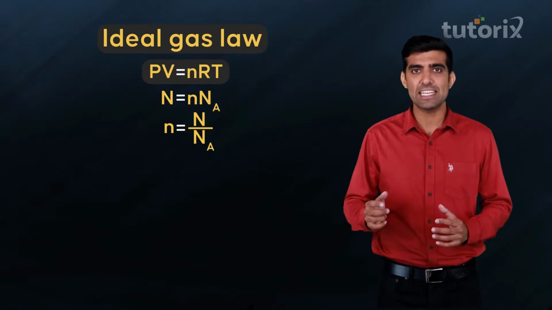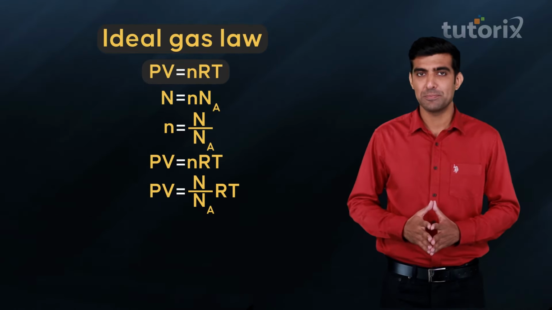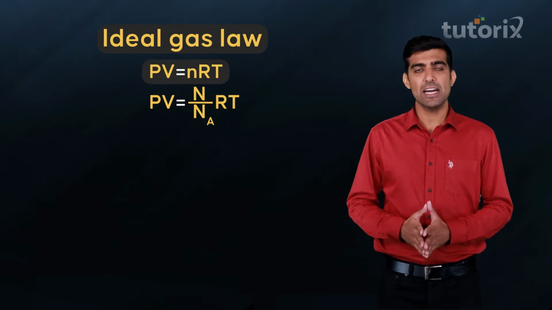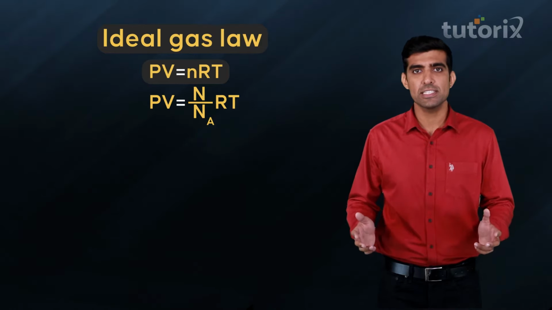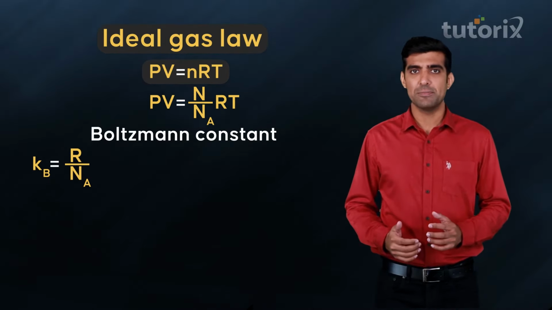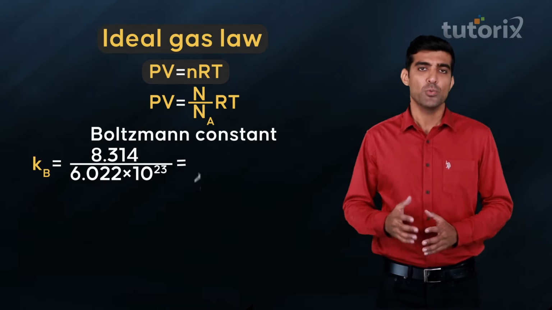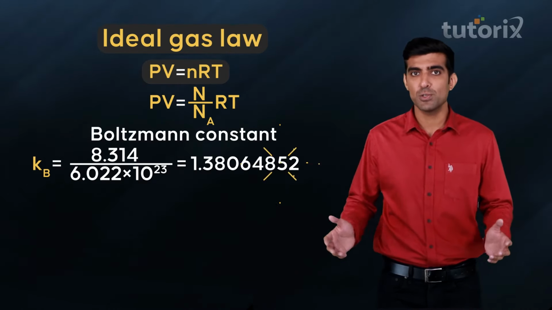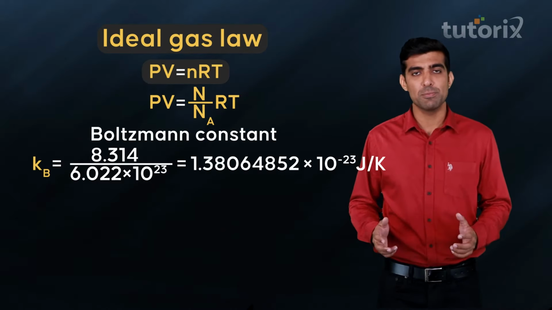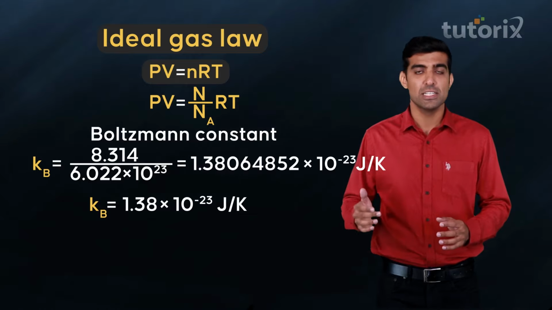When we substitute this in the ideal gas law, PV = nRT, we get PV = NRT/Na. Now there are two constants in this equation, R, the universal gas constant, and Na, Avogadro's number. Let us combine these two constants and produce a new one, kB, the Boltzmann constant. Its value is R divided by Na, which is 8.314 divided by 6.022 × 10^23, or 1.38064852 × 10^-23 joules per Kelvin. Rounding to two decimal places, kB can be written as 1.38 × 10^-23 joules per Kelvin.